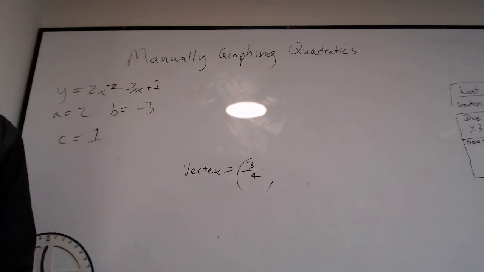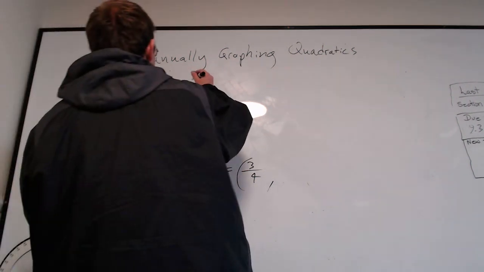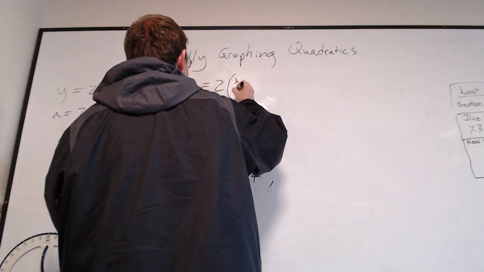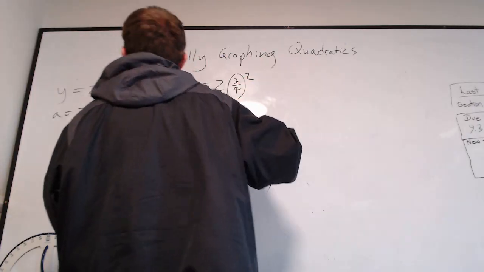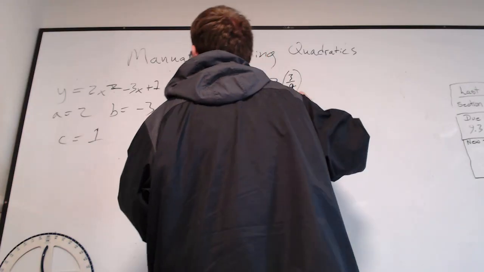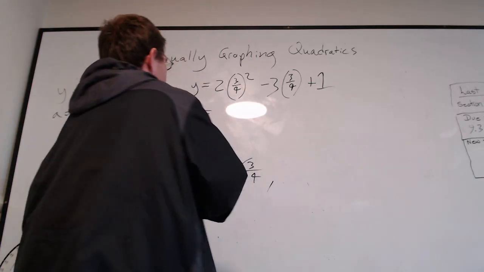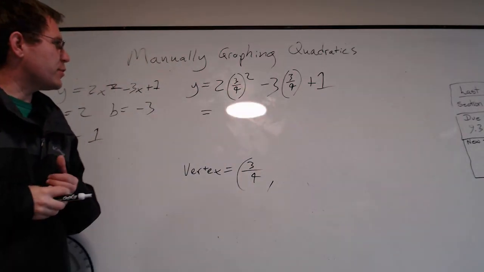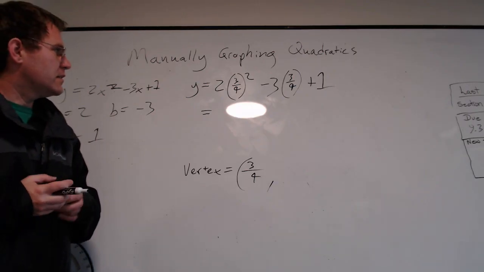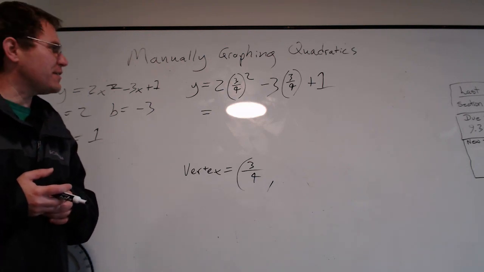I said it just a few minutes ago. We would plug it into this equation right here, right? So we have y equals 2 times 3/4 squared minus 3 times 3/4 plus 1 equals. Okay, so what is 3/4 squared? Let's keep it as a fraction.